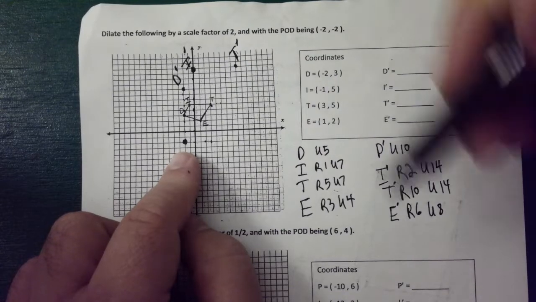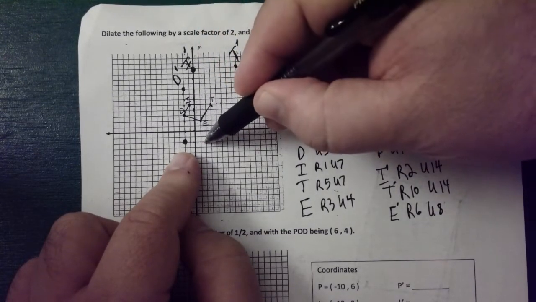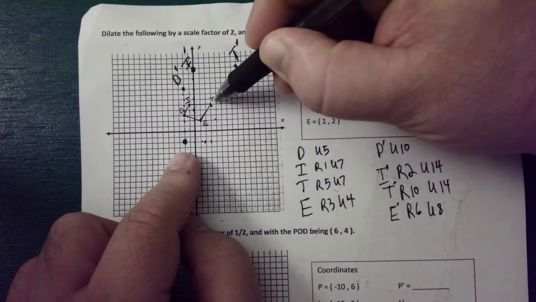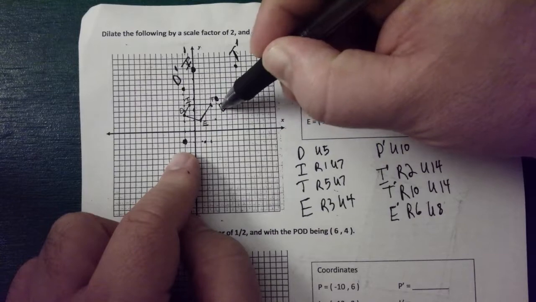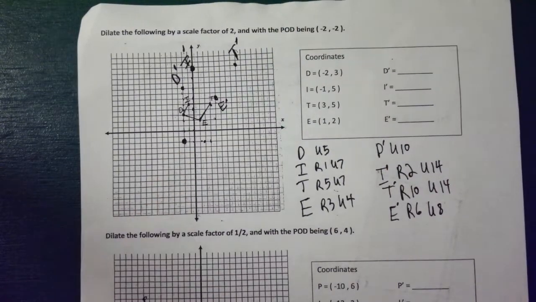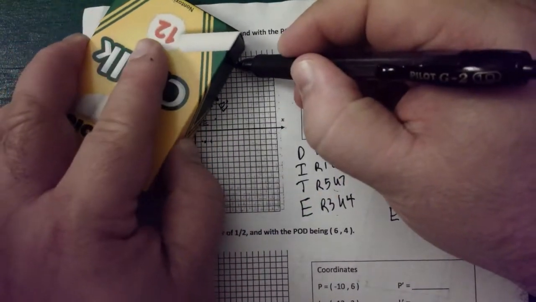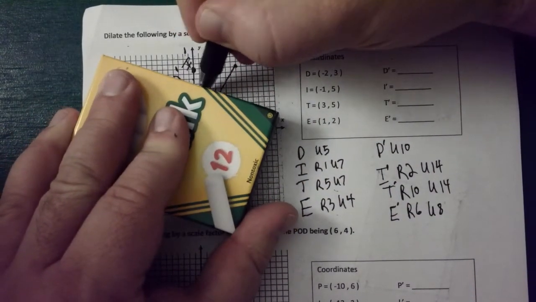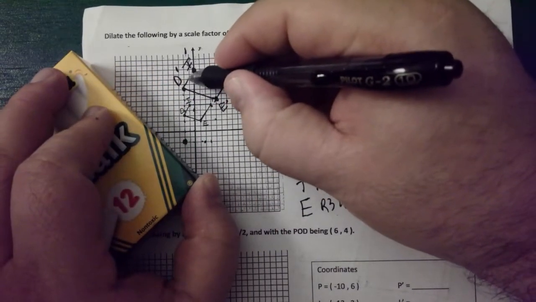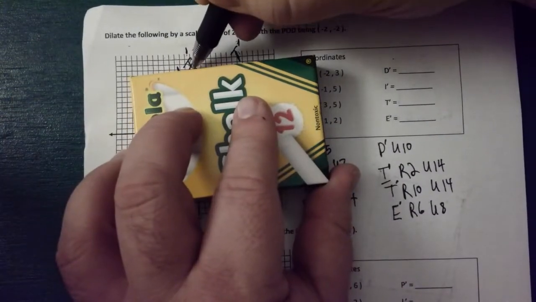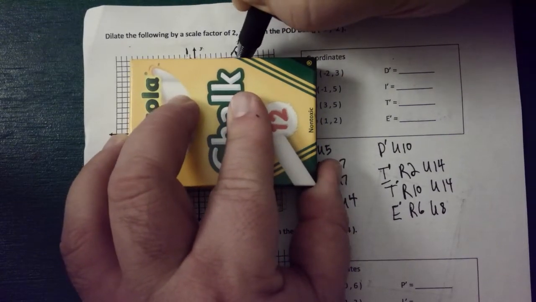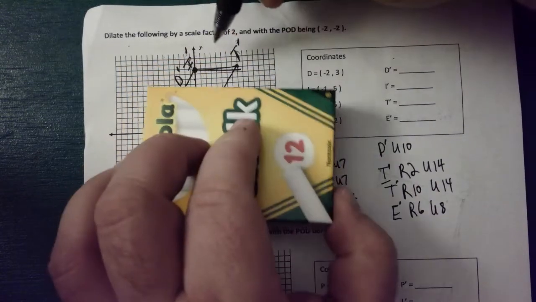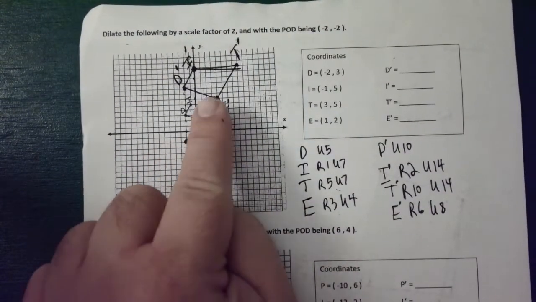And E prime, I go 3 to the right and 4 up. So if I go 3 to the right and 4 up, that's where E prime goes. And when I connect the dots, best I can, ooh, messed that one up. That's better. There we have it. Blown up, same shape.